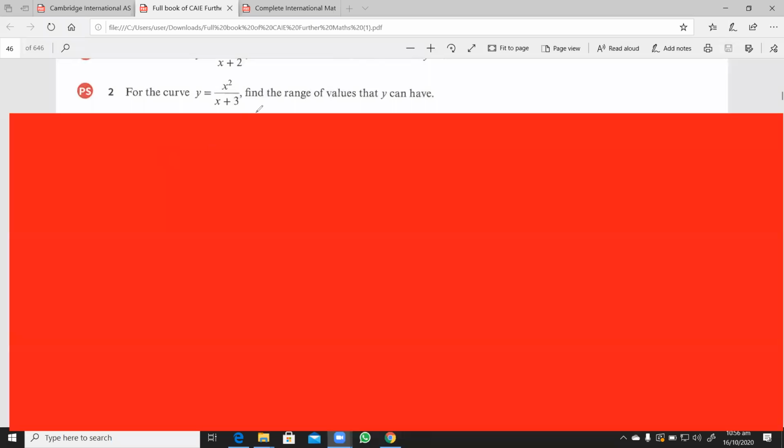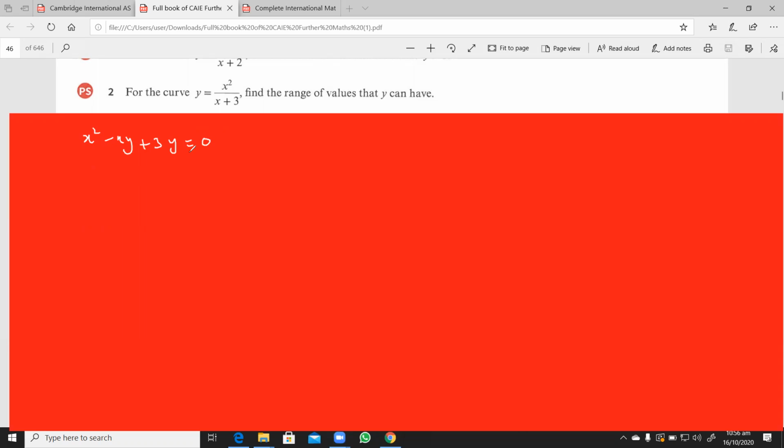Okay, for this curve, we will find the range of values that y can have. Now, when you have something quadratic in your rational function, there is an alternative method to determine the values of y that it can have. You just cross multiply it. You have x squared minus xy plus 3y equal to 0.